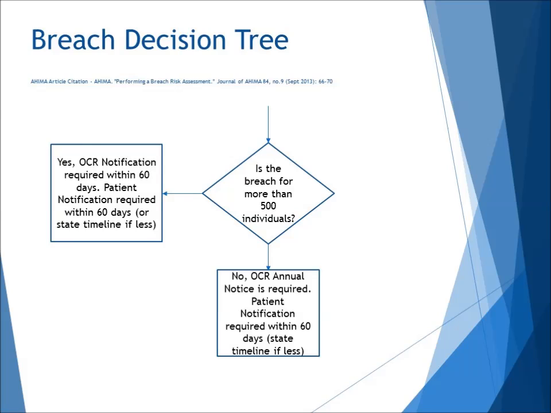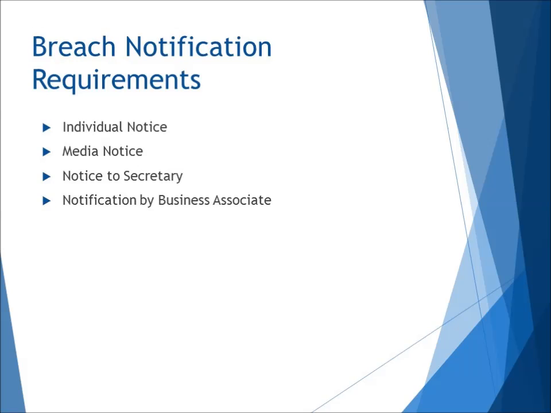Now, if it was more than 500 individuals, then yes, the Office for Civil Rights needs notification required within 60 days, and then also the patient notification within 60 days. So let's talk about breach notification requirements. You need to notify an individual, media notification, secretary notification, and also there's notification by your business associate.